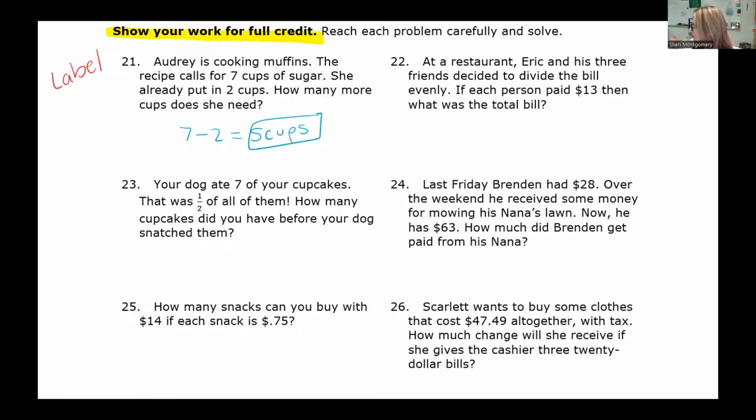So the next one, your answer should be in fact, all down the right column, 22, 24, 26, it should be money. And that is your label. Make sure that you put money and that if it has decimals, you put the 2 decimals. And then it looks like 23, you're talking about cupcakes. So you should have some amount of cupcakes. For number 14, you're talking about snacks. So your answer needs to have snacks.